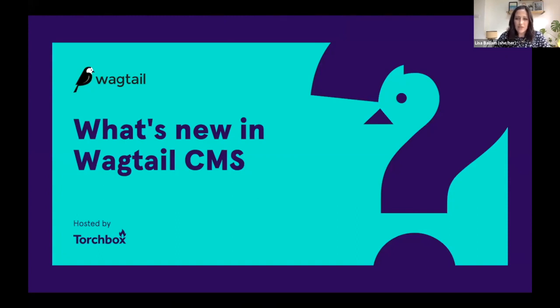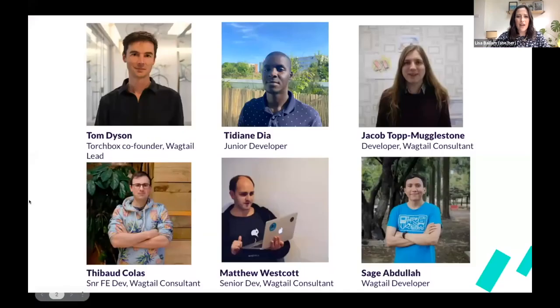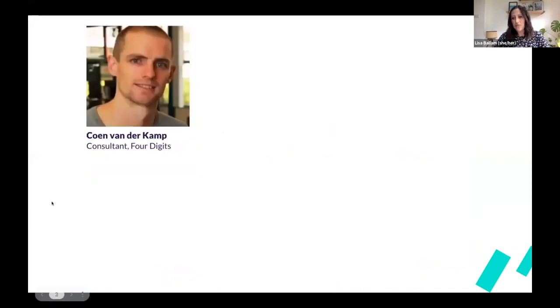You are in for a treat today because we've got some great demos and talks lined up for you. So we have Tom, Thibaut, Matthew, Jacob and Tidiane all giving you updates and demos of features that are included in the latest Wagtail 3.0 release. We also have Sage joining us today for the webinar all the way from Jakarta. It's already gone 11 o'clock for him, so we're really pleased that he can be here. And he's going to give you a demo on supercharged snippets. We're also joined by Koen from 4 Digits, and he is going to be giving us an update on our participation in the Google Summer of Code program and also Wagtail.space, which is happening in the Netherlands in June.